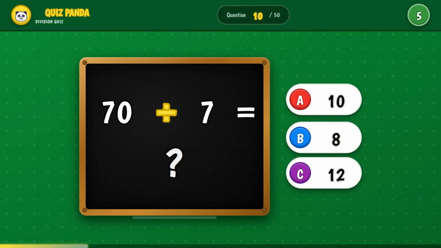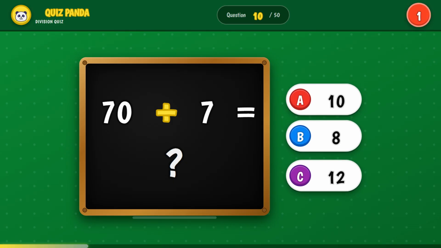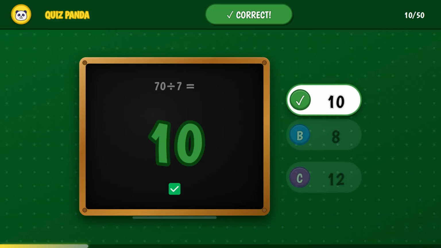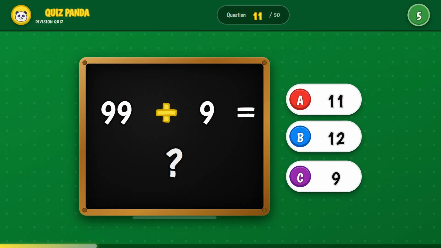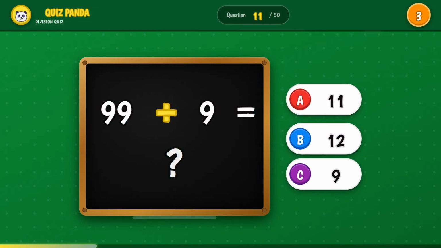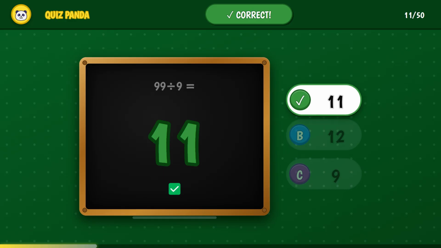Question 10. What is 70 divided by 7? The correct answer is A, 10. Number 11. 99 divided by 9 equals? The correct answer is A, 11.